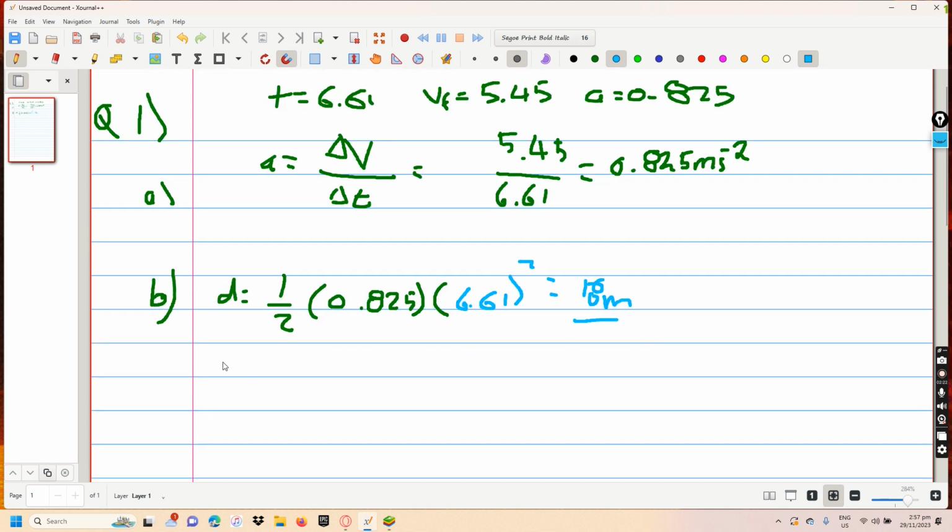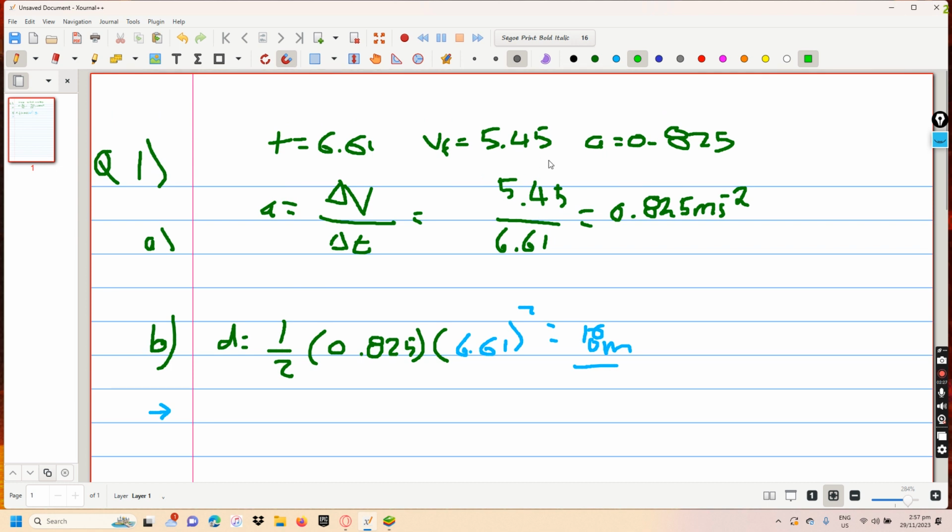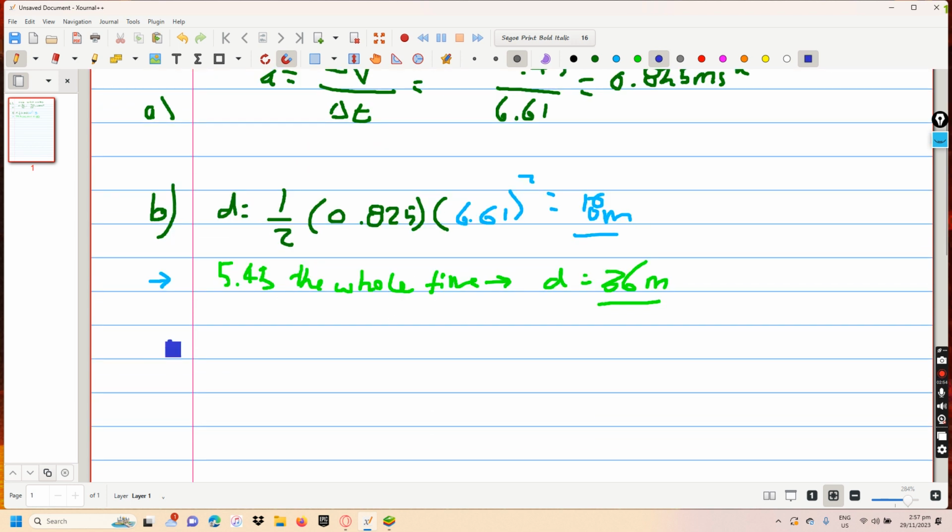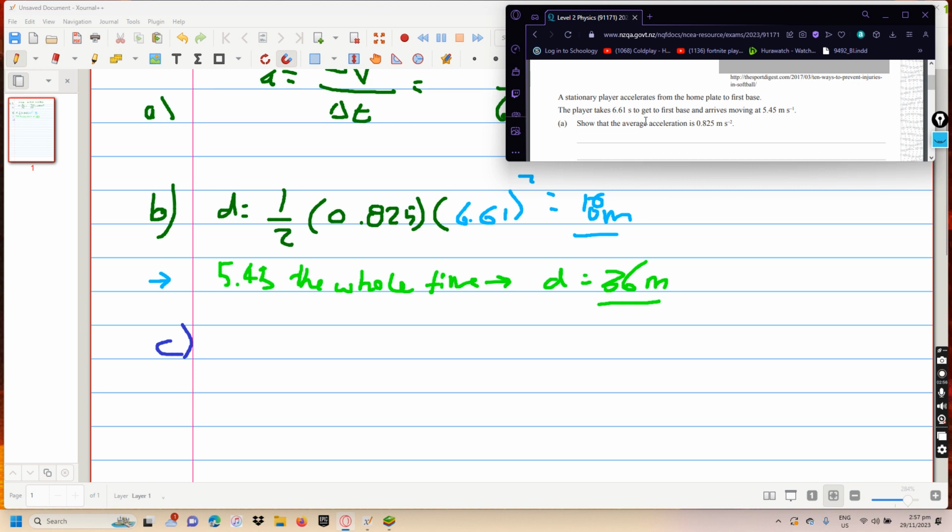Now, I suspect that's the correct answer, but you could also make the case that they could accelerate instantaneously, so they're traveling at 5.45 meters per second the whole time, which would imply that distance is equal to 5.45 times 6.61 equals 36 meters. You can make an argument for both of these, which means the question is worded pretty awfully, if I'm honest. But it's just a merit question, I think.